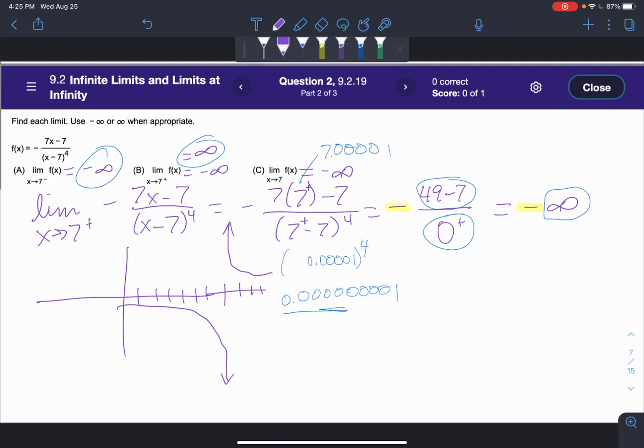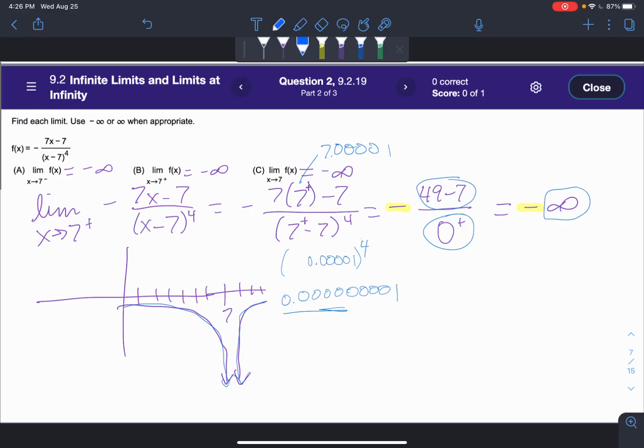So just make sure that if you were to have an overall limit, then the right hand limit and the left hand limit have to be equal. But yes, and this graph, by the way, if you wanted to graph it, it looks something like this. So you can see from both directions as you approach 7, we go to negative infinity.